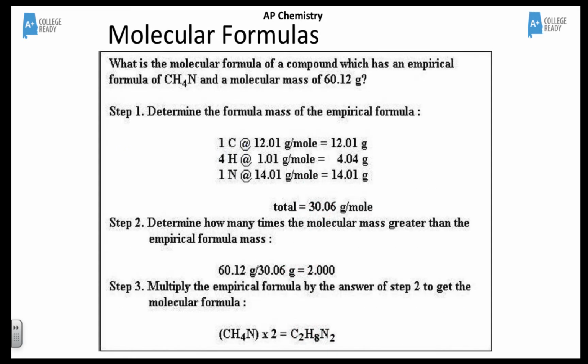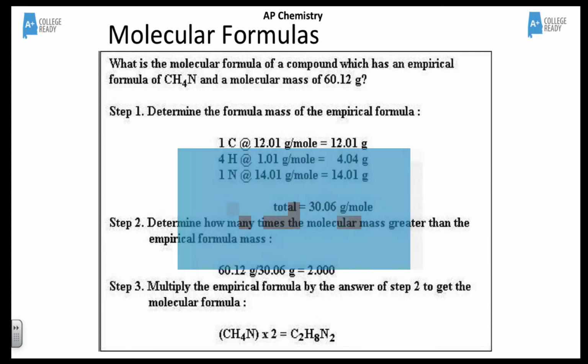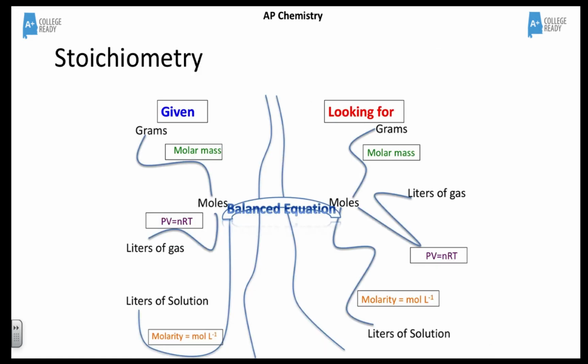Once you have an empirical formula, you can create a molecular formula. And the molecular formula really just becomes an issue of what I call a "gazzinta" problem. You take the molar mass of the empirical formula, in this example 30.06, and you see how many times it goes into the molecular mass of 60.12, and from that they can derive a molecular formula.